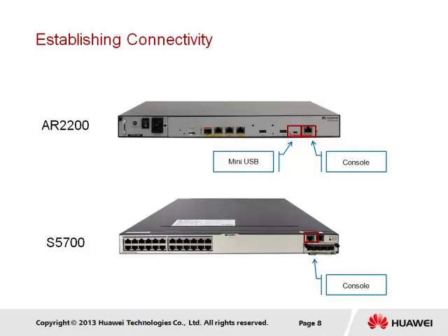the product features. The first is the AR2200 router that exists as part of what is known as the AR G3 series of routers. The other is the S5700 switch that comes from the S x7 series of switches. In both cases, VRP is used to implement the product features.